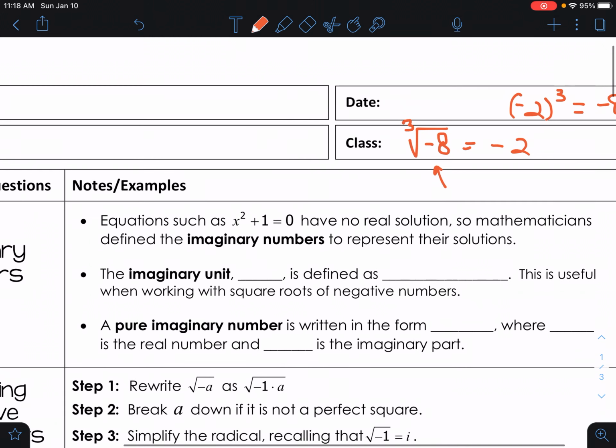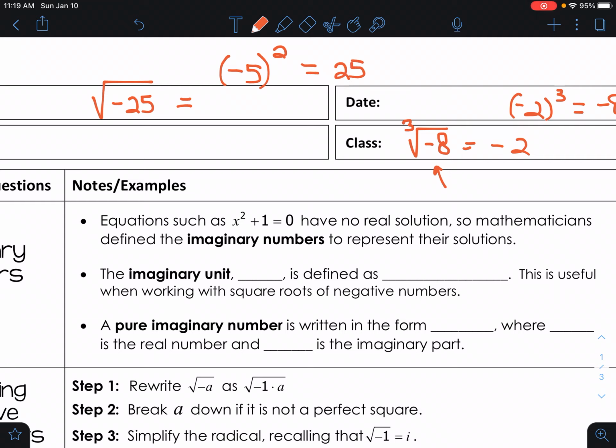However, if I do square roots and I say the square root of -25, now if you try that, we know that the square root of 25 is 5. But if I try -5 and we say -5 squared, you know that -5 times -5 is positive 25. So there's no way that I can get a negative number here. So this does not have a real number solution. So this creates some problems.